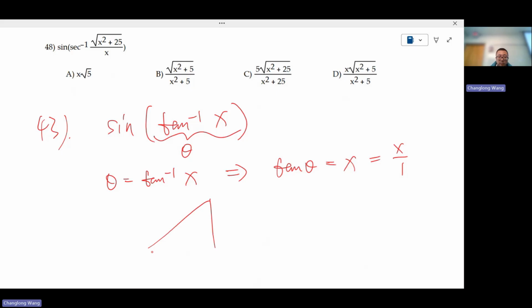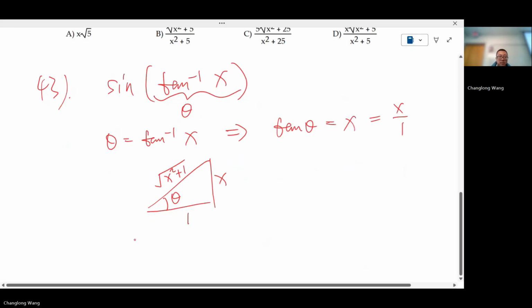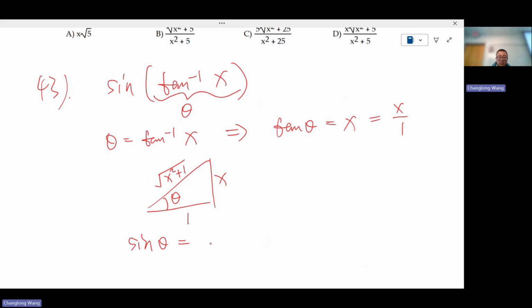So go ahead and draw the triangle. This is angle theta, right? Opposite is x. Adjacent is 1, right? And how much is the hypotenuse? You have to keep the x, right? Isn't that just radical x squared plus 1? Good. So now what are we looking for? Sine theta, right? What is sine theta? Opposite over hypotenuse. x over radical x squared plus 1. Then please rationalize the denominator.